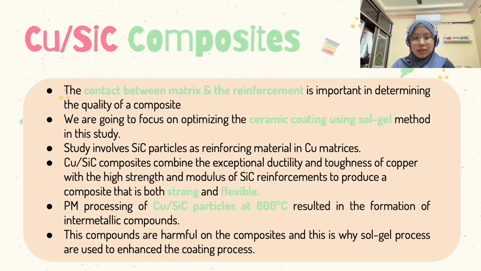But during the powder metallurgical process of this composite, temperatures higher than 800 degrees Celsius will result in the development of intermetallic compounds. These compounds that form in the composite are harmful to the characteristics of the composite, and occur from the reaction between the copper and silicon carbide particle.